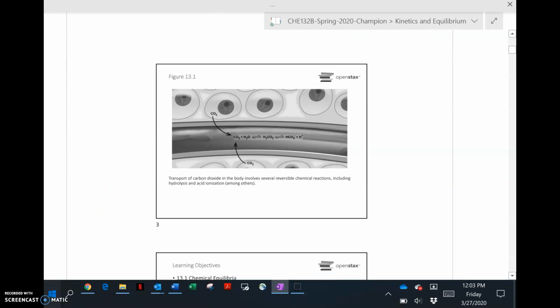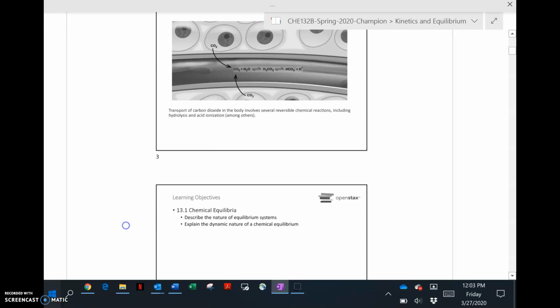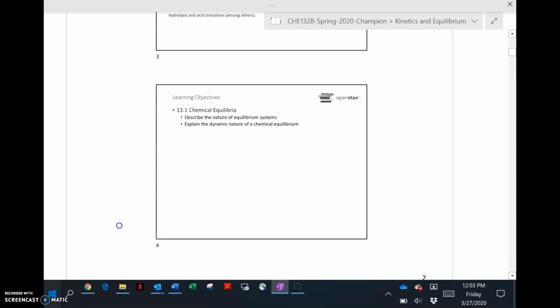One of the advantages of using their slides is that they have images from the textbook. This shows some of the equilibria that are associated with the stabilization of the pH in the bloodstream. So you've got cells, and some sort of blood vessel there with carbon dioxide and water in equilibrium, forming something called carbonic acid, which then is in equilibrium with something called bicarbonate and the hydrogen ion. We'll see more of how that goes, but we're trying to understand that kind of thing.